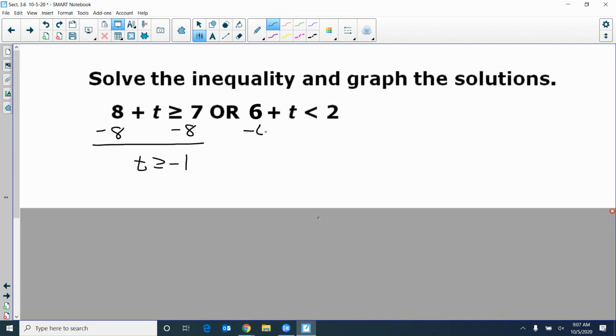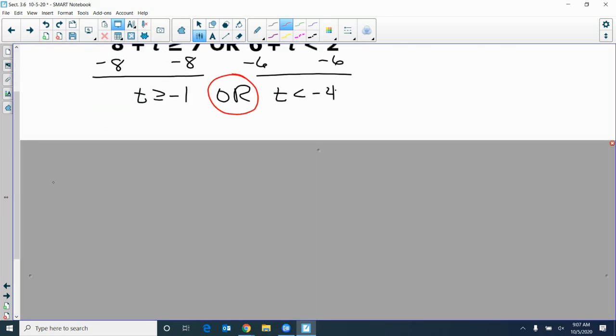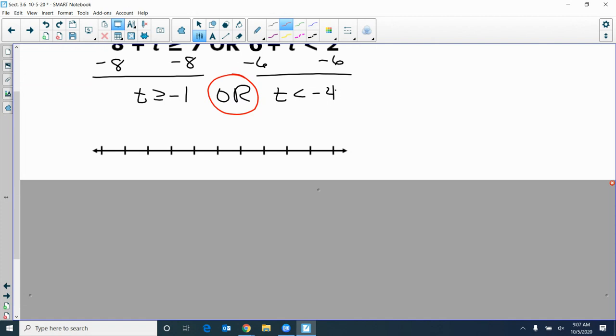The other one, you subtract 6, and I get t is less than -4. Key word here is the word or. Just graph them both. Okay, for right now, make sure your number line goes far enough. I'm going to go -5, -4, -3, -2, -1, 0, 1, and 2.